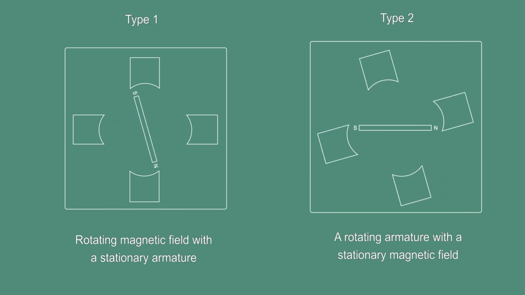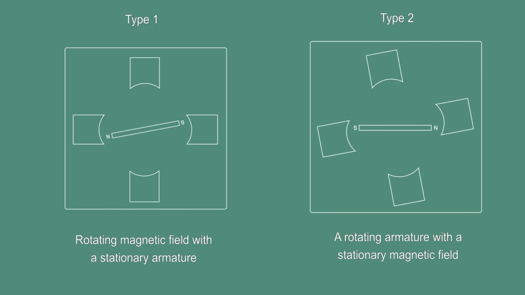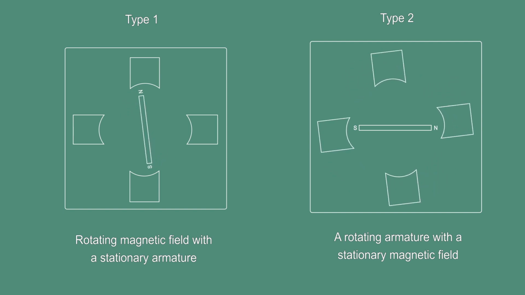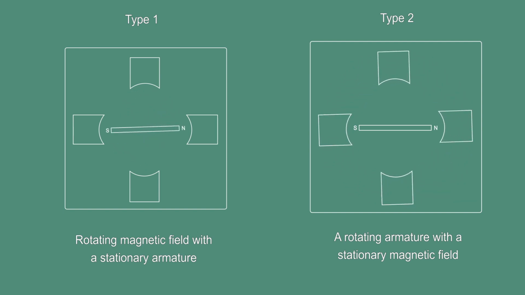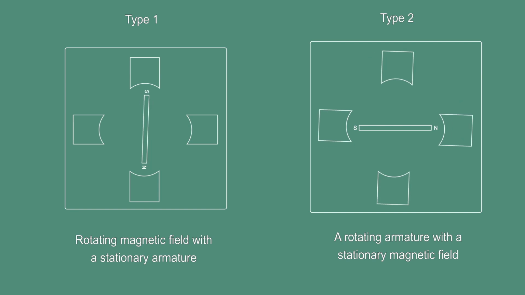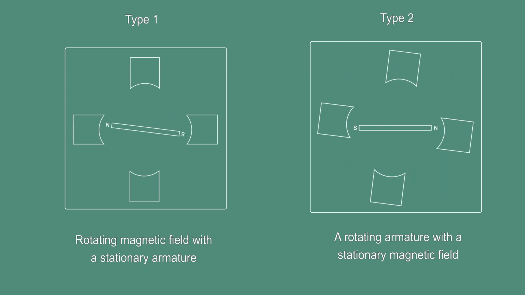Type 1, rotating magnetic field with a stationary armature. Type 2, a rotating armature with a stationary magnetic field. Most alternators use a rotating magnetic field with a stationary armature.